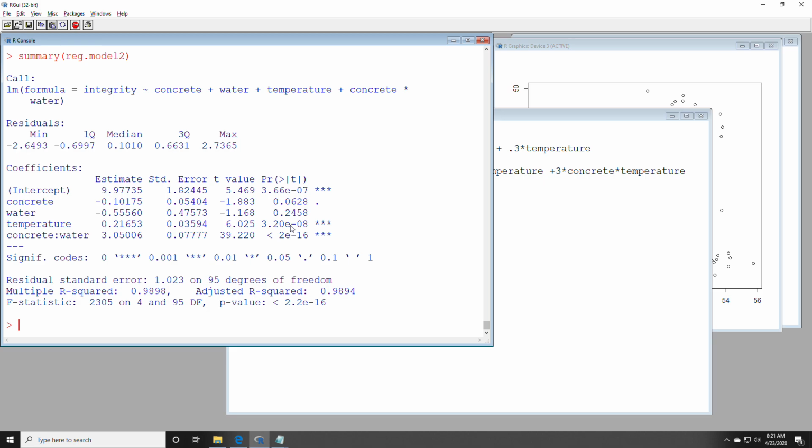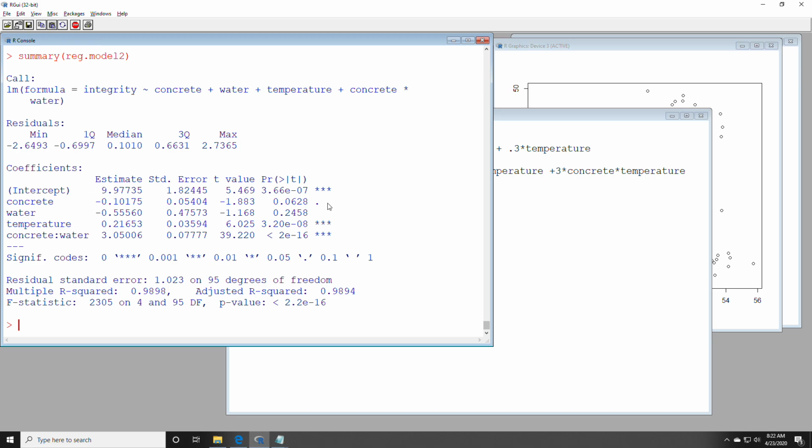To be honest, this kind of surprises me, just looking at the scatter plot anyway. It didn't look like temperature was that related. So maybe there's something else going on here that I'm not seeing. But temperature appears highly needed. Now look at concrete and water. These do not appear needed. These are both greater than 0.05, which means maybe beta 1 and beta 2 are equal to 0, which means we can kick them out. They might be equal to 0.